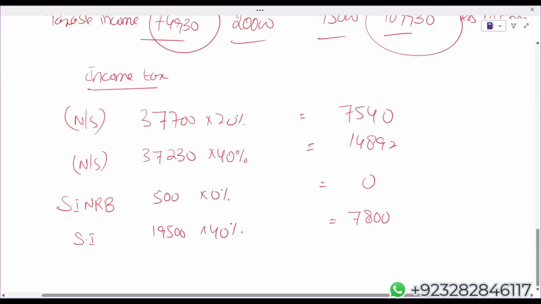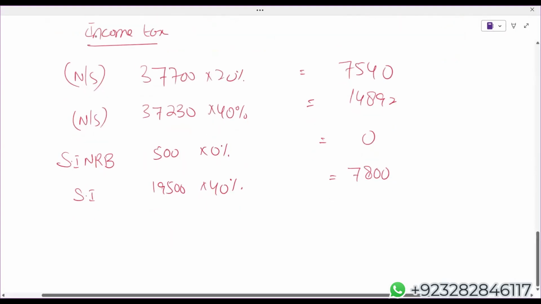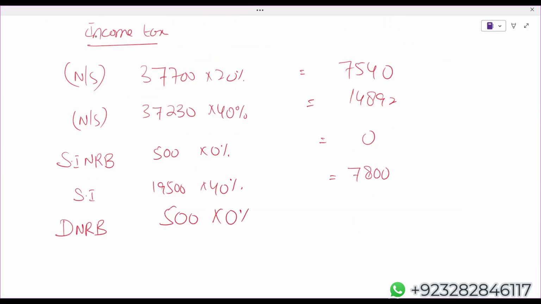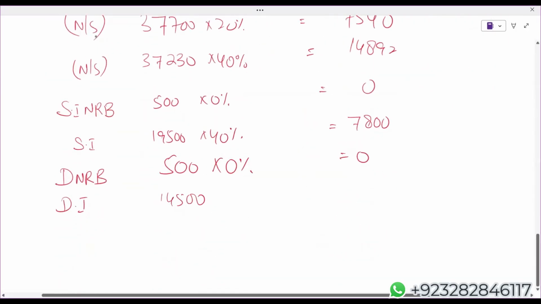7,800. Dividend income, when it comes to dividend income, every individual gets nil rate band £500 irrespective of the tax paying status. So dividend nil rate band. Now remaining dividend income, which is 14,500, obviously falls in higher rate band where applicable rate is 33.75%. So 14,500 into this, I'm getting 4,894.